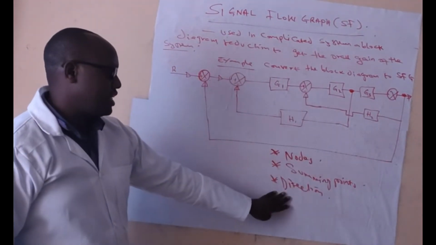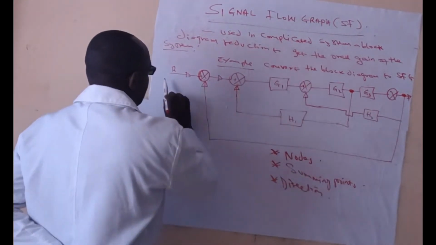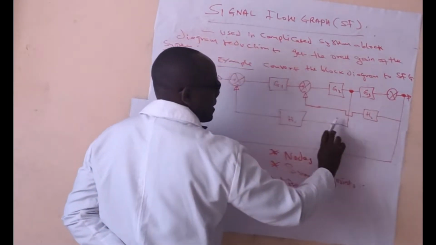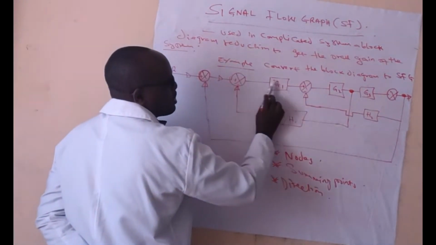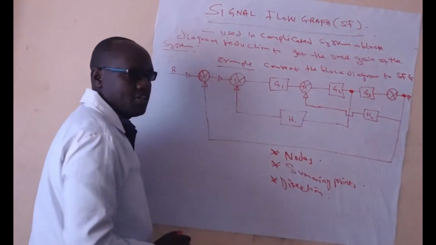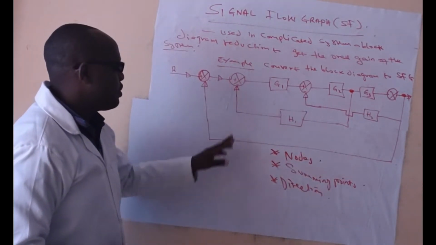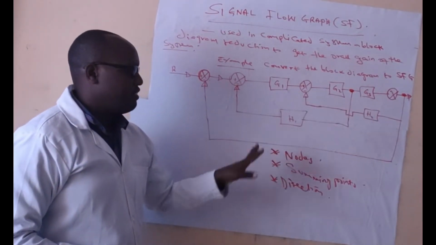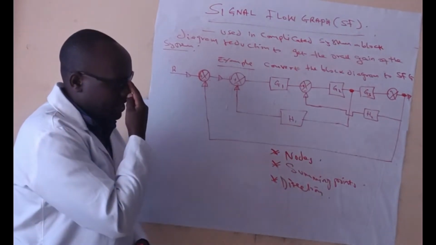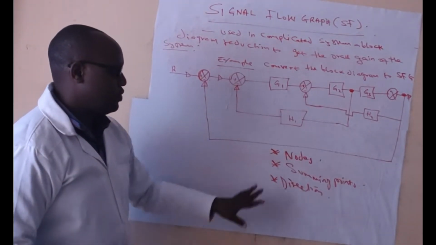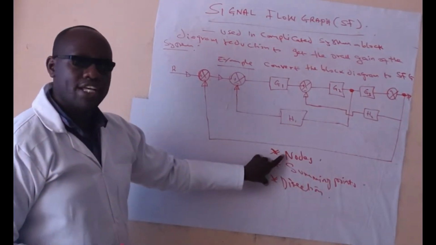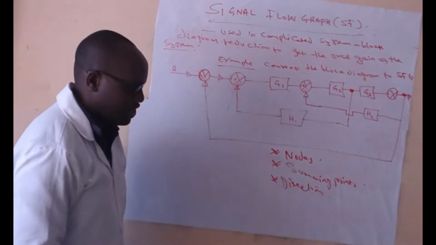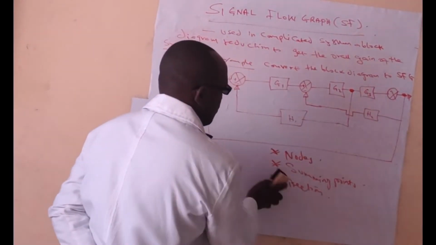Then what are the directions we are talking about? The direction is going that way. This one is also coming, forming a feedback, and this one is also forming another feedback. How do we tell that it is a feedback? Because of the arrow. This one forms the forward path, and this one forms the feedback loop. As we have said, we look at the nodes, the summing points, and of course the directions. So let's come up with a signal flow graph.